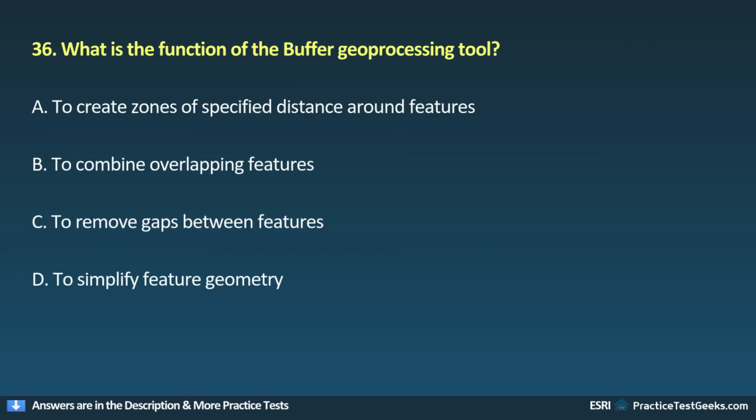36. What is the function of the buffer geoprocessing tool? A. To create zones of specified distance around features. B. To combine overlapping features. C. To remove gaps between features. D. To simplify feature geometry.